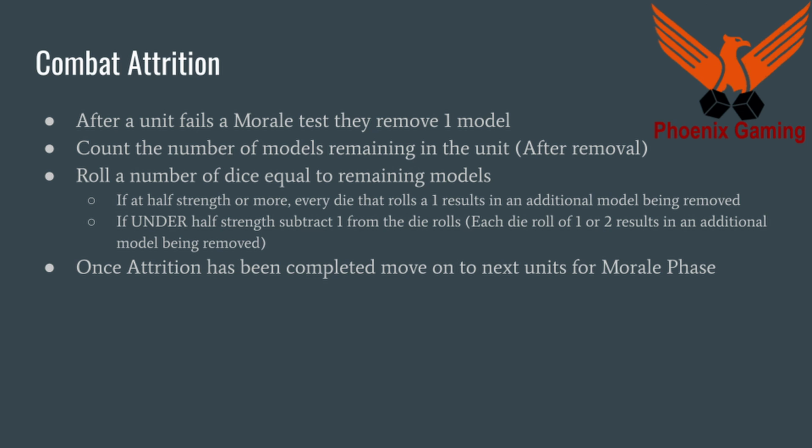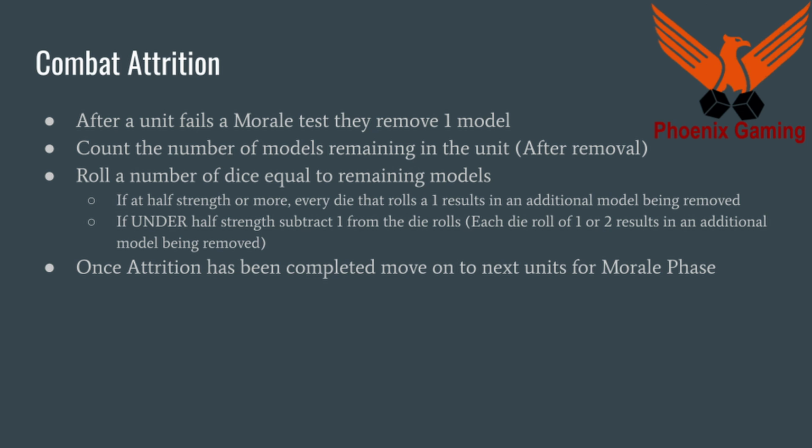So going back to that example, if you have a 5-man squad of Marines, you roll a d6 after losing 3 of them, and you roll a 6. You fail that because 6 plus 3 is 9, which is greater than 8. You remove 1 more, so you lost 3 to casualties, you lose 1 to morale, and then you count the number of remaining models, which would end up being 1. So you'd roll 1 die.